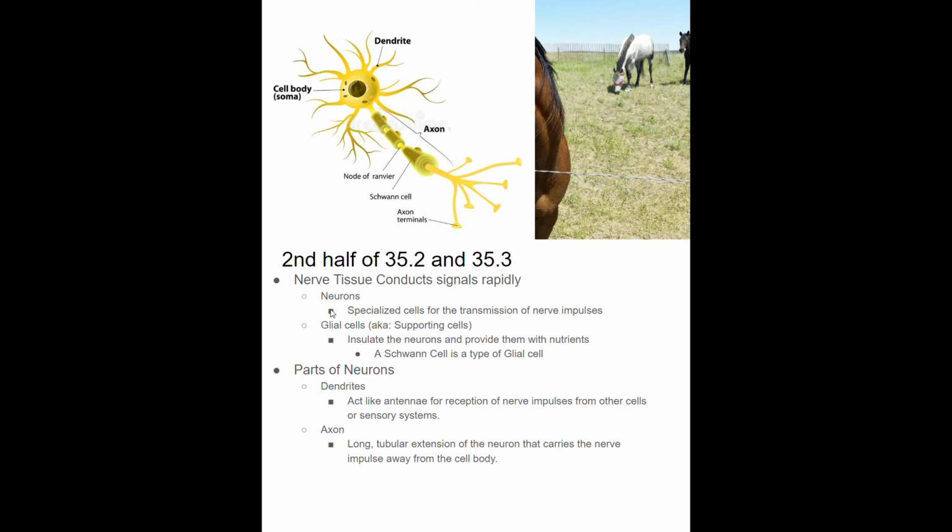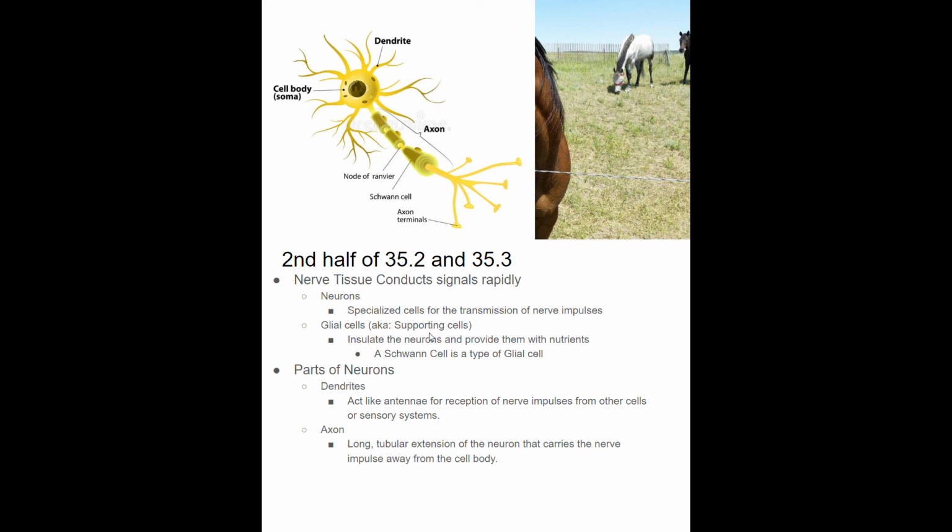Two general types of nerve tissue. We've got neurons, which is this guy up here. He's a neuron. These are specialized cells for the transmission of nerve impulses. So this cell's job is to transmit impulses. Okay. Second one is glial cells.